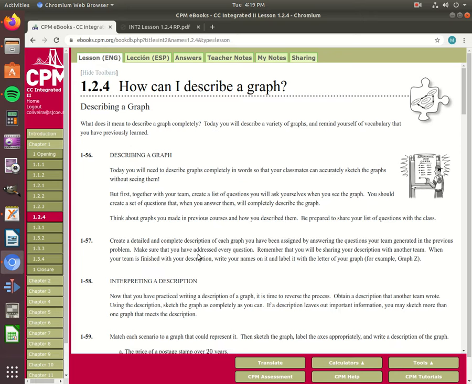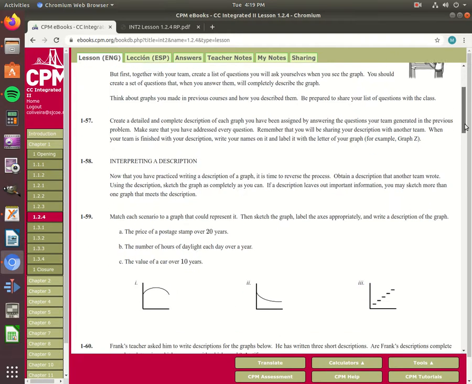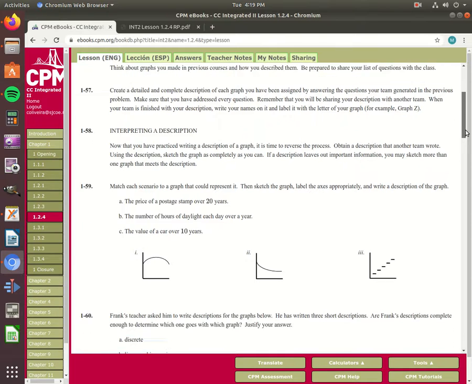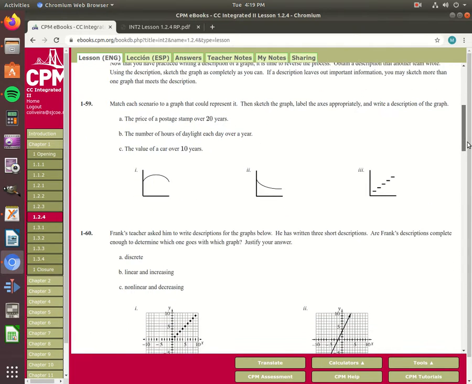So we're going to create a detailed and complete description of the graph they've been assigned. Then we share that description. The different groups draw them, and we just see which group did a good job of describing the graph or not. It's kind of fun in class, nothing too serious.